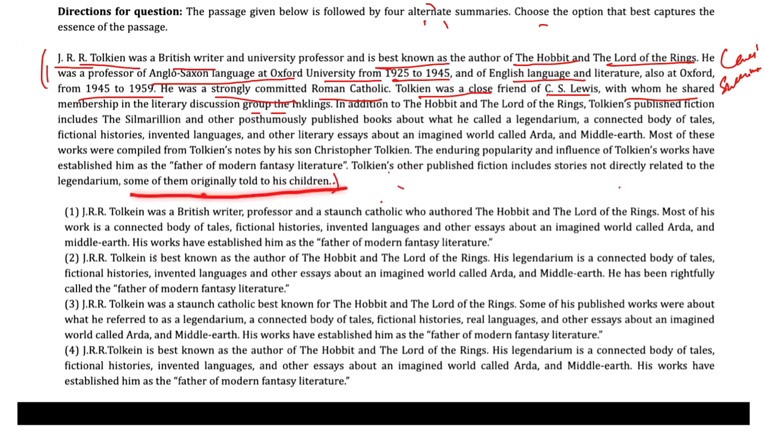This is what it is all about the text. Now look at the options. The first option said J.R.R. Tolkien was a British writer, professor, staunch Catholic who authored The Hobbit and The Lord of the Rings.